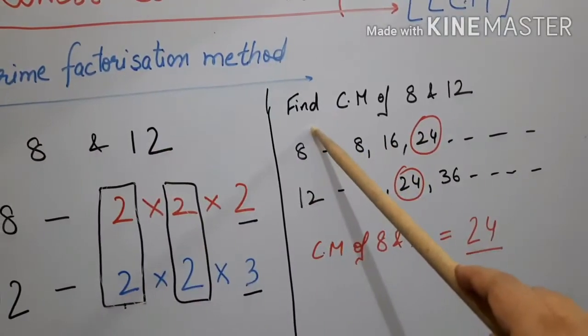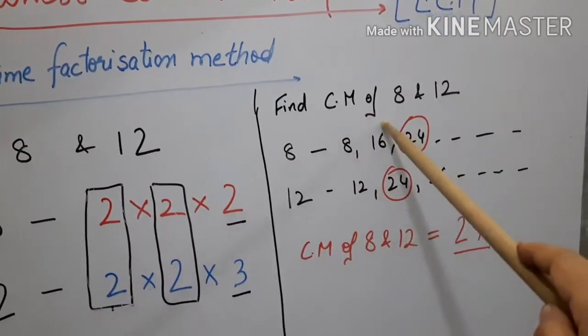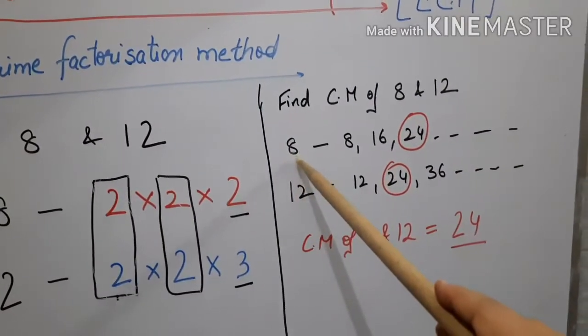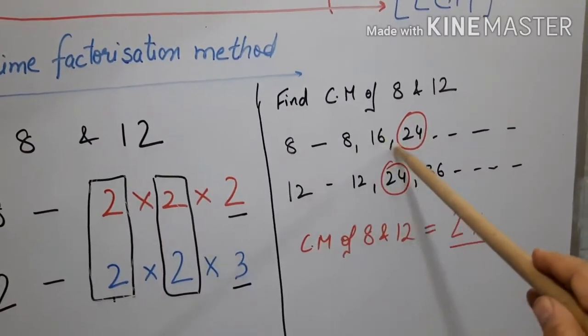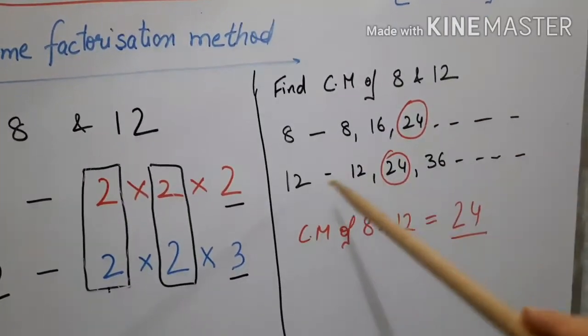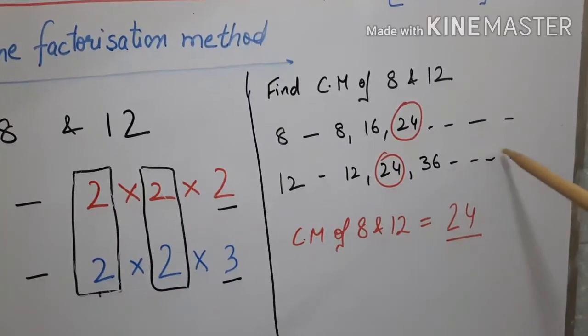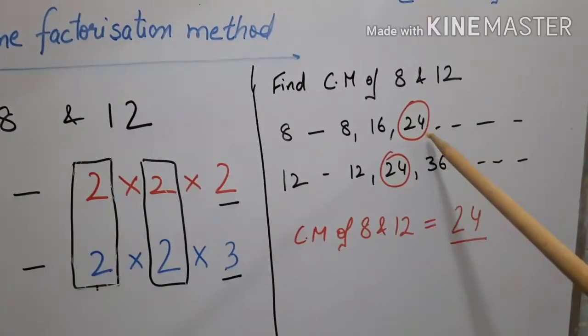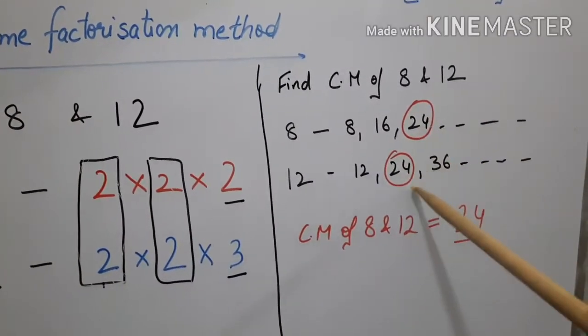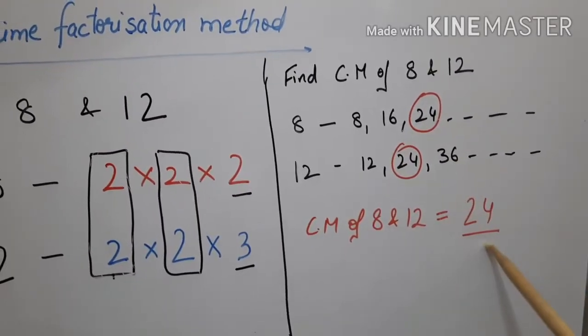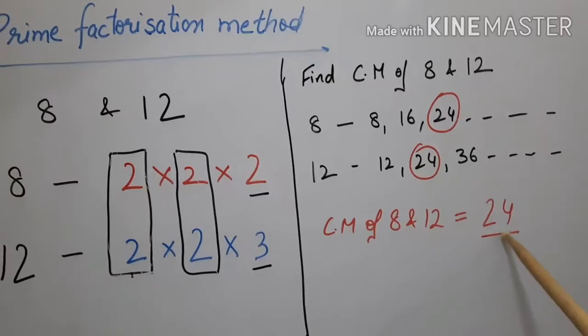Now we are going to find the common multiple of 8 and 12. First, write all the multiples of 8, like 8, 16, 24 and so on. Multiples of 12 are 12, 24, 36 and so on. What is the common multiple between 8 and 12? That is 24. So the common multiple of 8 and 12 is 24.